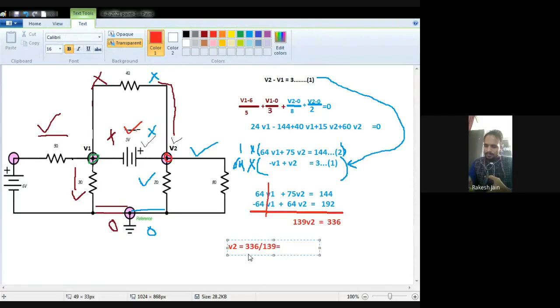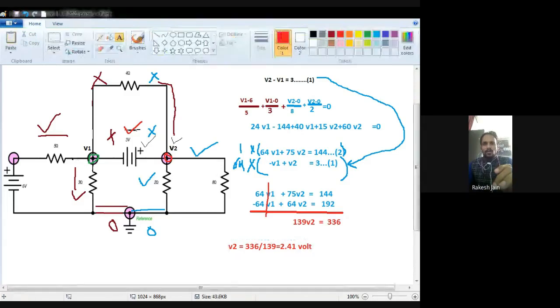So definitely my nodal voltage V2 will be equal to 336 divided by 139. So what will be the answer? Now check with the calculator. 336 divided by 139, it will be 2.41 volt. So this value of V2 will be 2.41 volt.